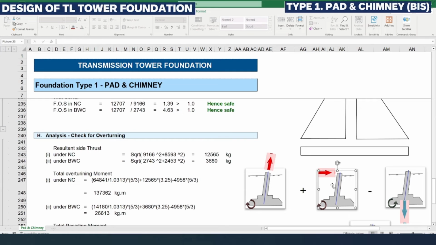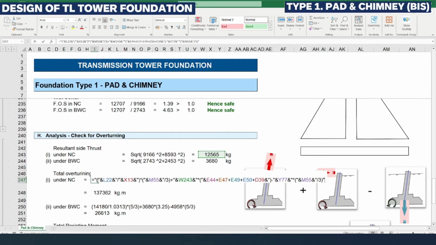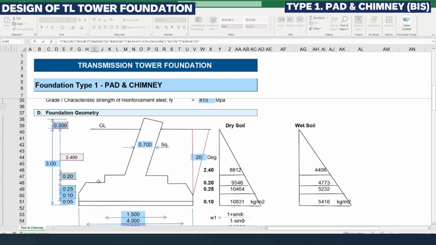The second one is side thrust. For the moment due to side thrust we need to multiply. We calculated here the resultant side thrust, considering both the longitudinal and transverse side thrust, so the resultant side thrust is 12,565. That should be multiplied with the overall depth of the foundation, because it is acting at the top of the pedestal. So this 3.25 is the total height from the top of the chimney.